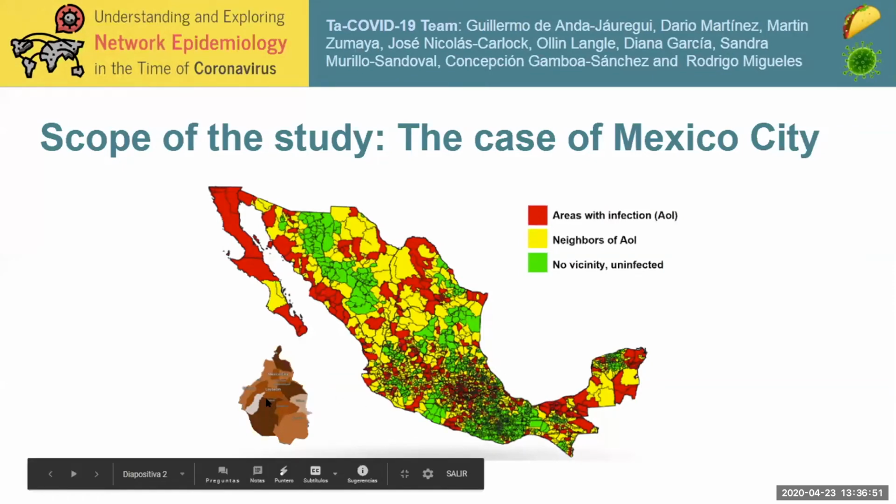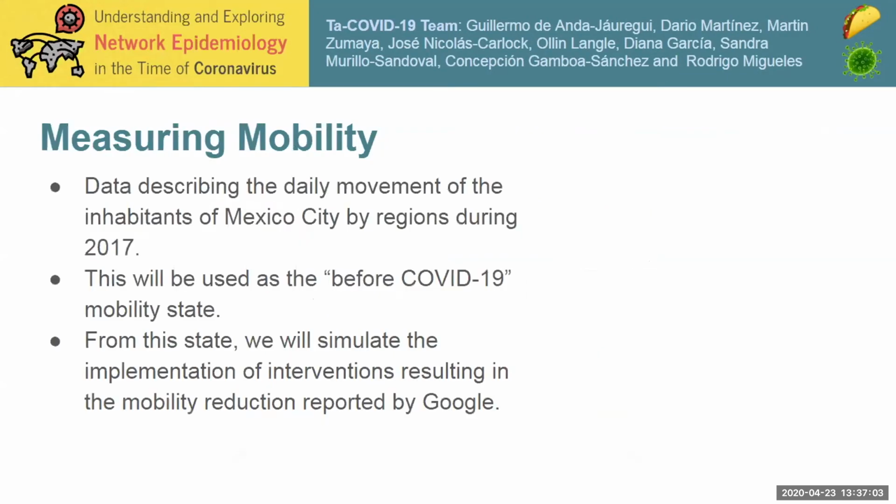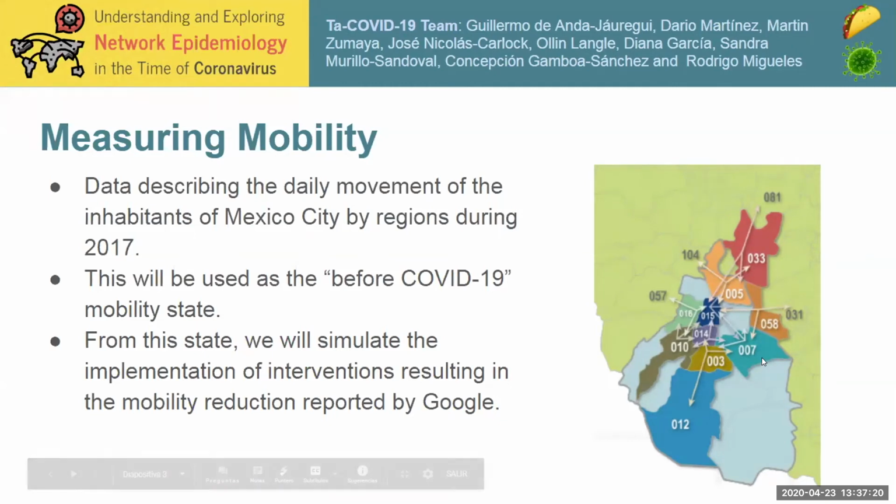And this is the area that we will be working more on, Mexico City, particularly thinking of the importance of urban context that was mentioned by Sam earlier. One thing we're doing is trying to put together real world data that measures mobility of the different areas of Mexico City: how much people go to the center of the city and go back to their homes. We have information, not real time, but from 2015 to 2017, on mobility by regions in Mexico City, and we're using this information to build a before COVID-19 mobility state.